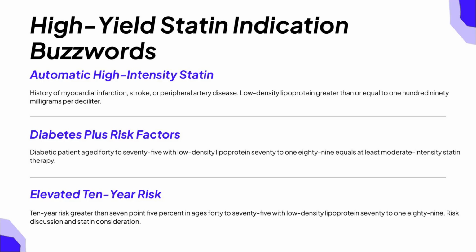These buzzwords are your friends on test day. When you see atherosclerotic cardiovascular disease history, that's automatic high-intensity statin. Low-density lipoprotein at 190 or above, automatic high-intensity statin. Diabetic patients aged 40 to 75 need at least moderate intensity, and anyone with calculated 10-year risk above 7.5% warrants serious statin consideration. Memorize these triggers.